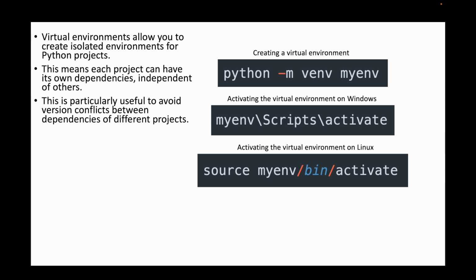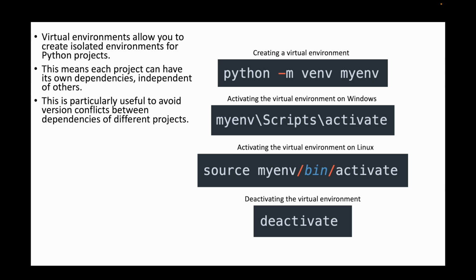So maybe one project needs 1.0.0 and the other project needs 1.1.1. So we can avoid that conflict by making use of virtual environments. And then at any point, if you want to deactivate the virtual environment, you can just run this deactivate command. Now, what are the benefits you get out of this?